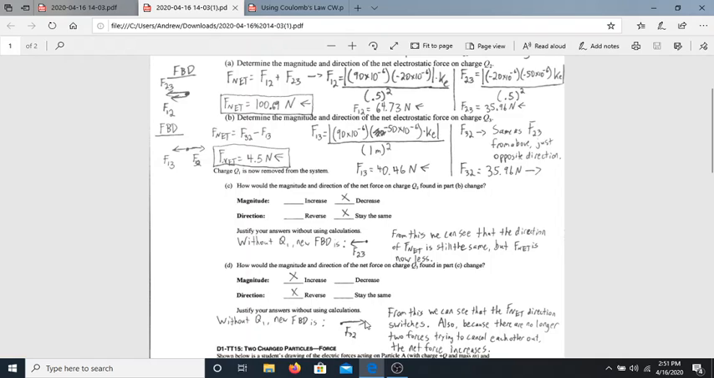Also, because there's no left force trying to cancel it out, the net force actually increases. So the amount gets bigger. So in this case for Q3, if I take away that first charge, not only is the net force now going the opposite way, but it's actually applying more force than it was before.